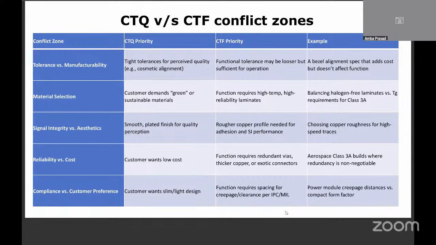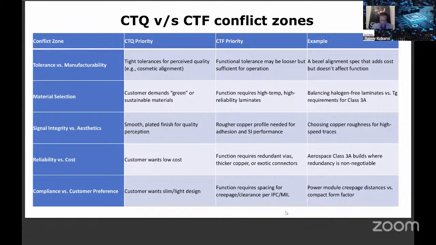And the compliance versus customer preference. A customer, everybody, wants a small design. The design has to be as small as possible. It has to have a very small footprint. Otherwise, things are becoming bigger and bigger. If you want to make it robust, it has to be bigger. If you want it to be slick, it has to be smaller. So this is where the conflict starts.